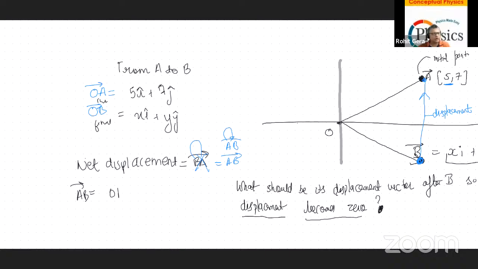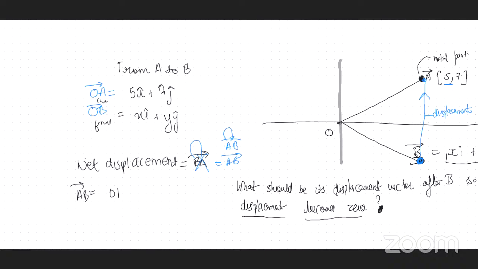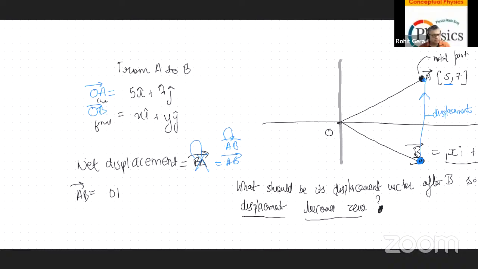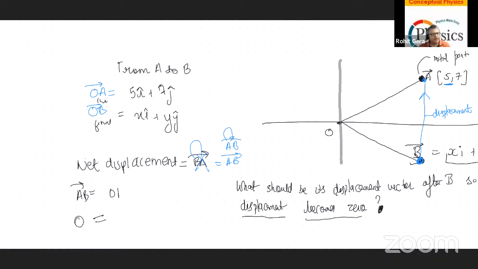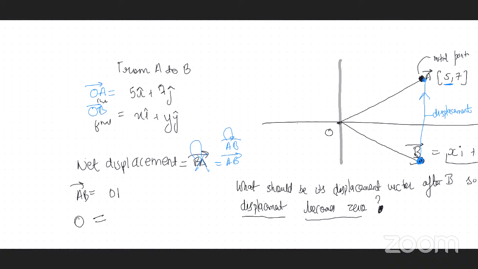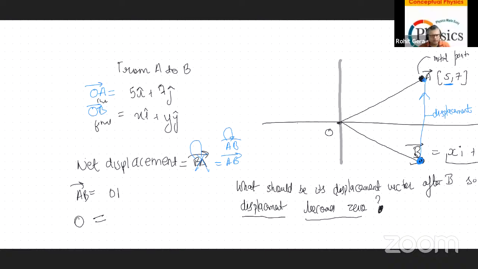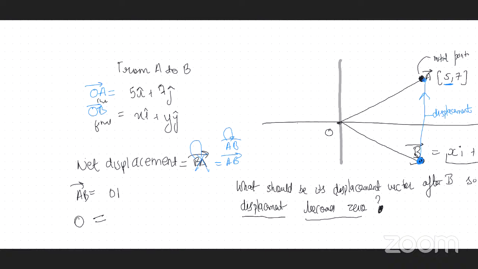Now do it properly. It should be the final minus initial, but we have to do it from the vector. Don't worry about it. First, find the displacement from A to B. That's all. Then we will worry about what is to be done with that. First, we are calculating how much you actually moved. That is y plus 7 minus x plus 5.